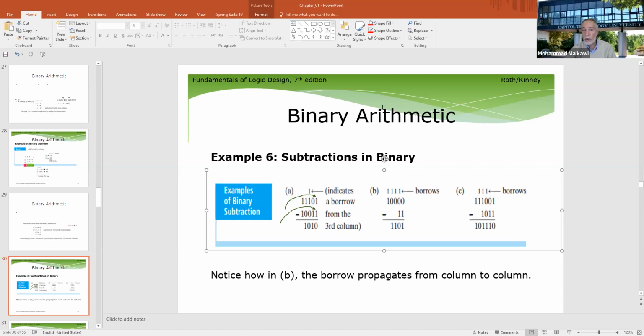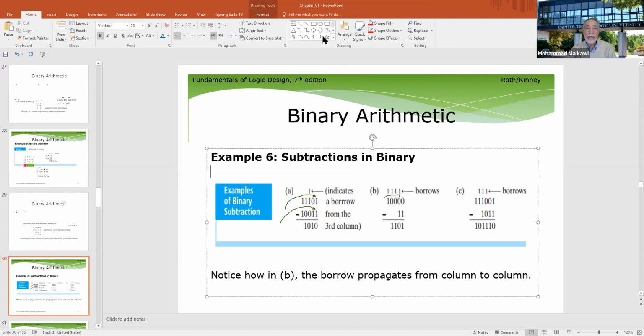So that's how the borrow propagates all the way from right here. And once this propagates, then this one becomes a 0. My first one becomes a 0, and the rest becomes all ones, as it shows here. So this is the subtraction.